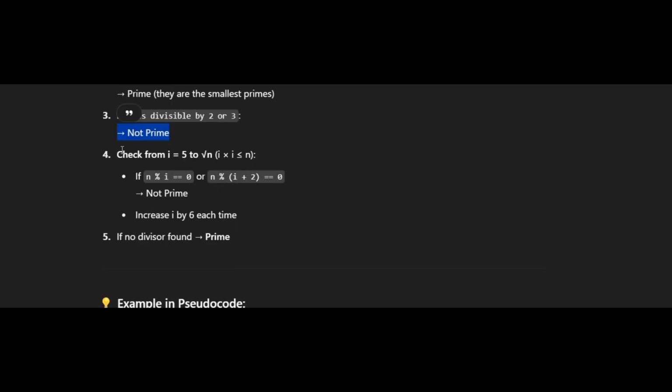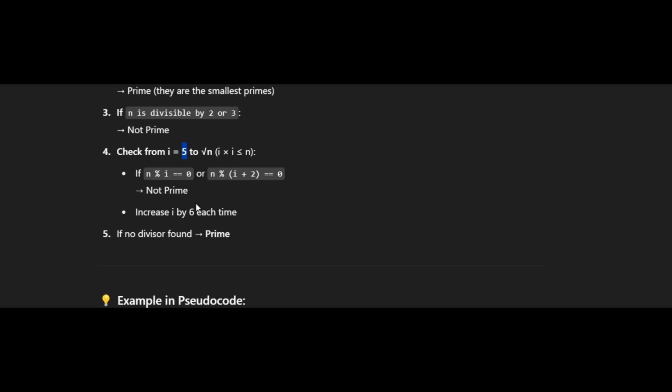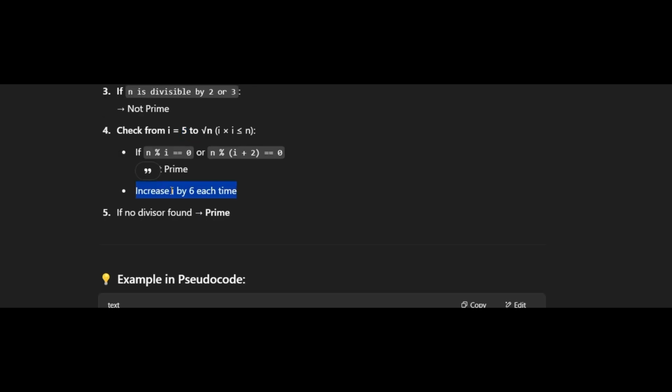Then there is our main core concept: we start our counter i from 5 and count up to the square root of our number. If from 5 up to the square root of the number we find any number dividing n, then this is not a prime. If we can't find any such number, then it is a prime. So this is my algorithm. And the next step is, in each step we increase i by 6. So this is the solution.